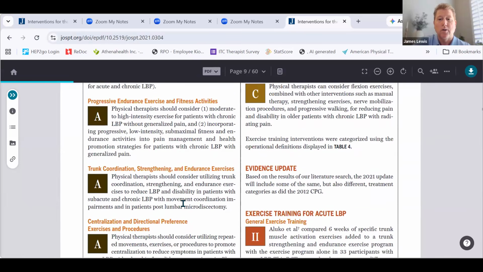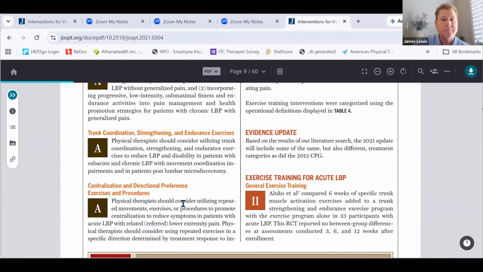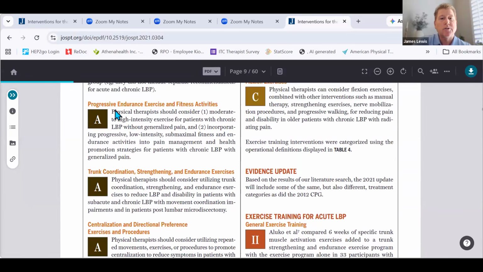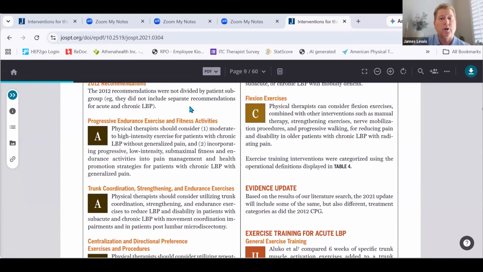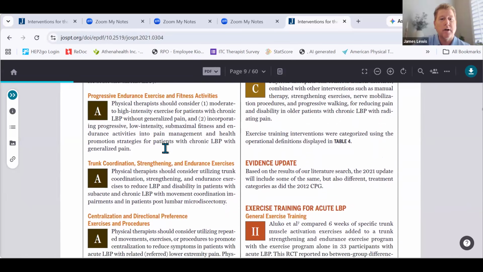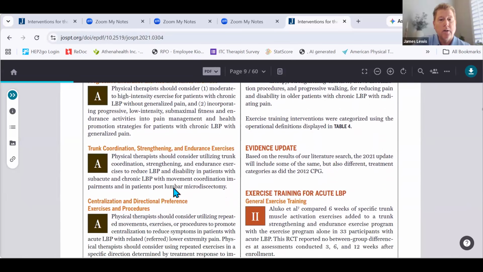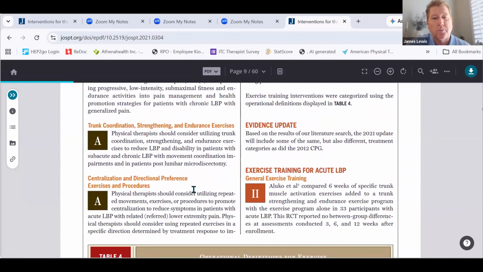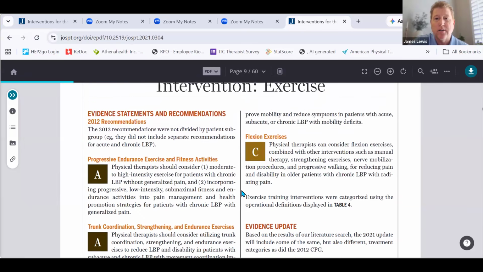All right. So here we start to look at exercise for acute low back pain. Exercise gets an A grade. Centralization and directional preference gets an A grade. It's level 2 evidence for acute exercise.